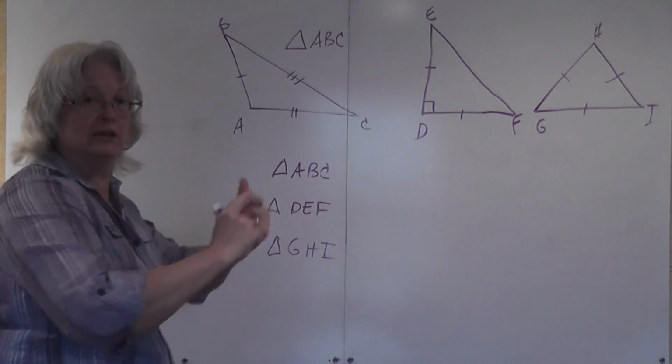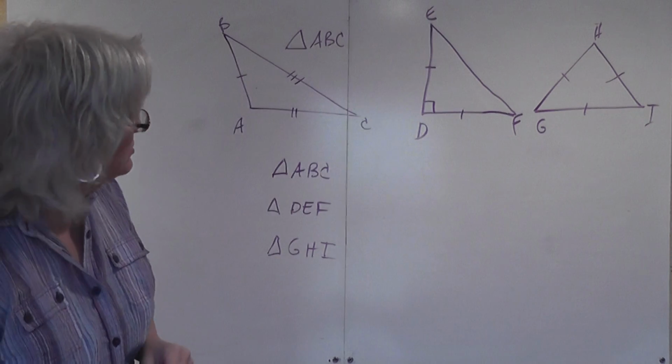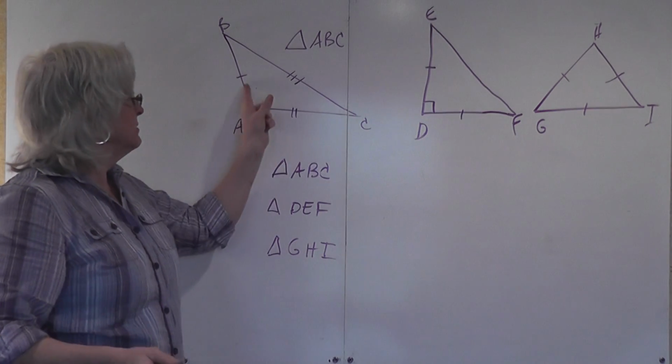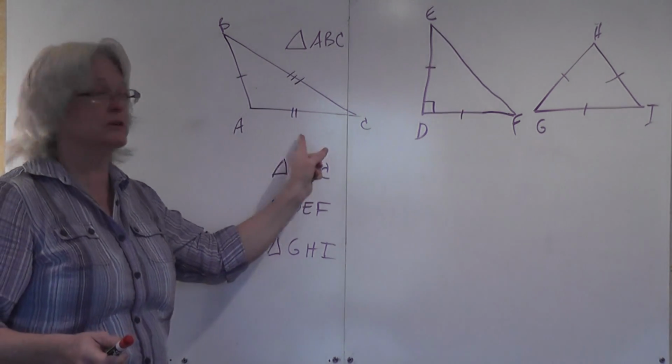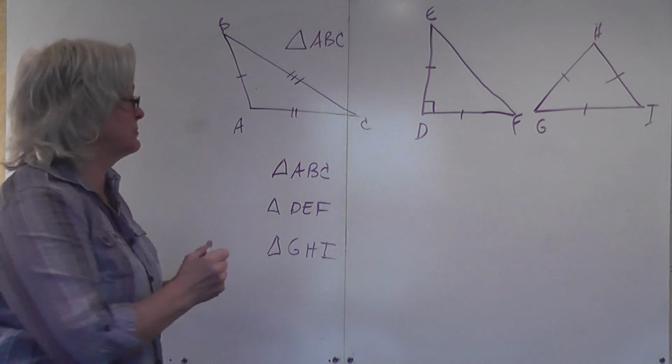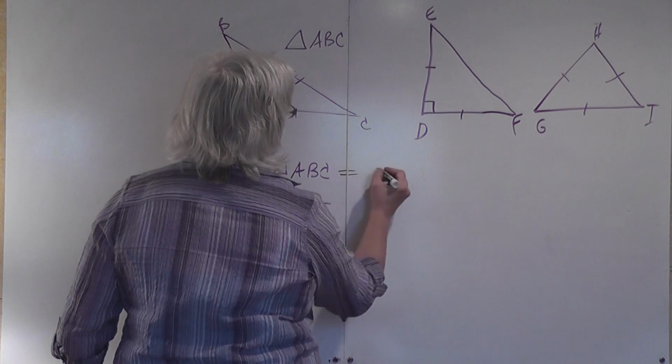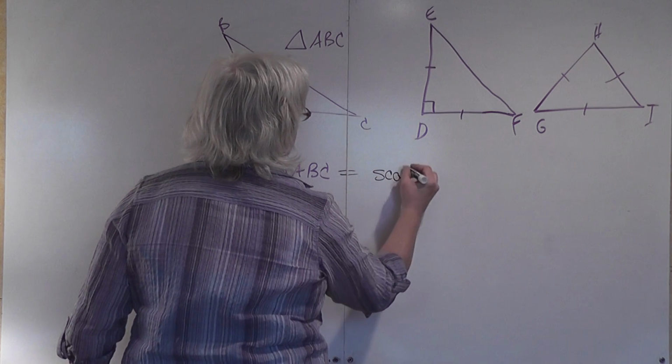Now, scalene, isosceles, and right. Scalene triangles, none of the sides are the same. So this is a scalene triangle, isn't it? 1, 2, and 3 hash marks. So this is scalene.